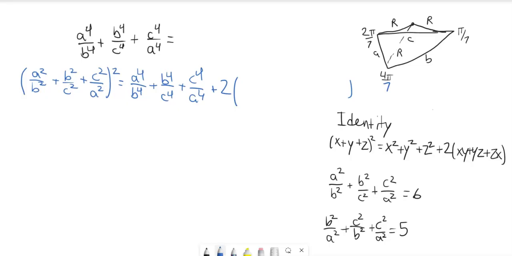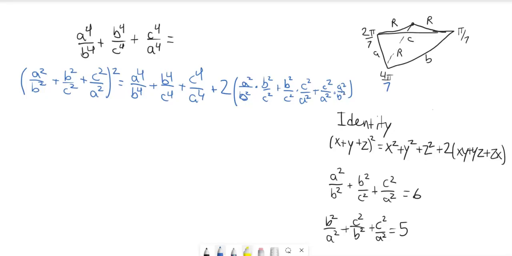It will be a squared over b squared times b squared over c squared. So I'm just multiplying a squared over b squared times b squared over c squared because those are the first two. And the second part in the parenthesis here is multiplying the last two ratios, so b squared over c squared times c squared over a squared. And then plus the last one times the first one, or vice versa. Switching the terms in a multiplication problem will not change the answer.